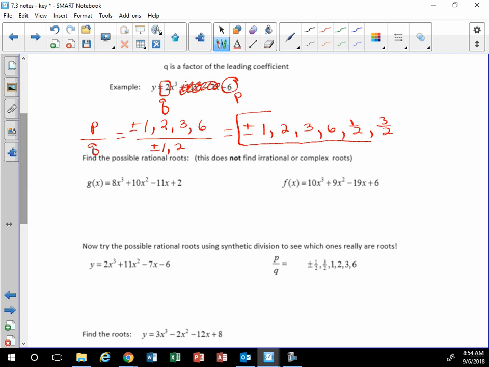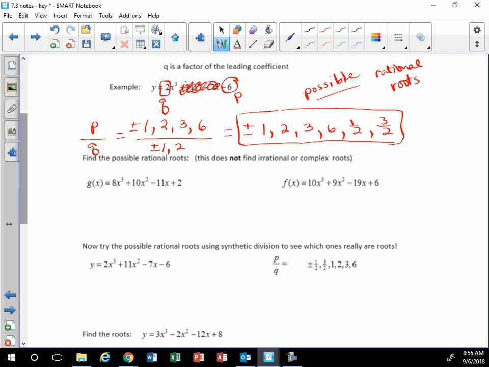So that's it. If I ask you for the possible rational roots, that's all I want you to do. Please don't do more work than that if I just say list of possible, okay? Don't actually find them, just give me all the possibilities.